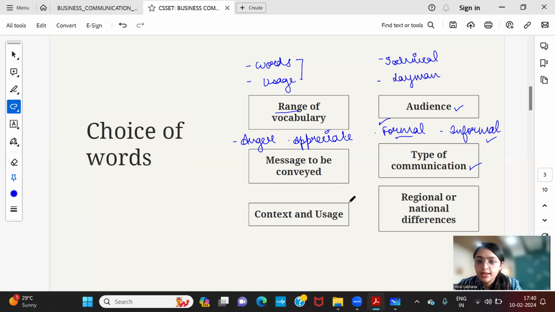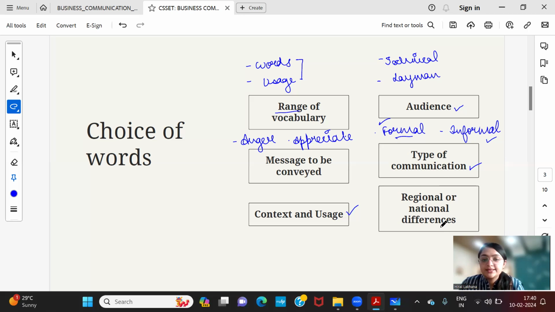Next, similar to the type of communication, the context or usage. So basically, which scenario you are currently in, or in which context you are speaking to someone, your choice of words will be influenced. And coming to the last part that influences the choice of words majorly is the regional or the national differences. So depending on where the person is residing or where the person is from, their vocabulary will be different.